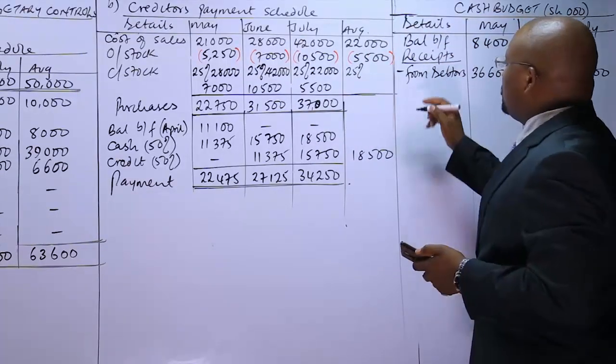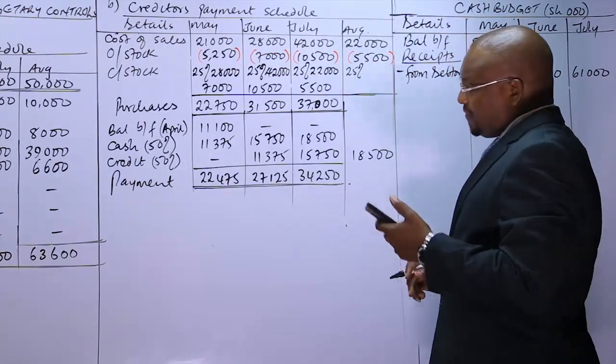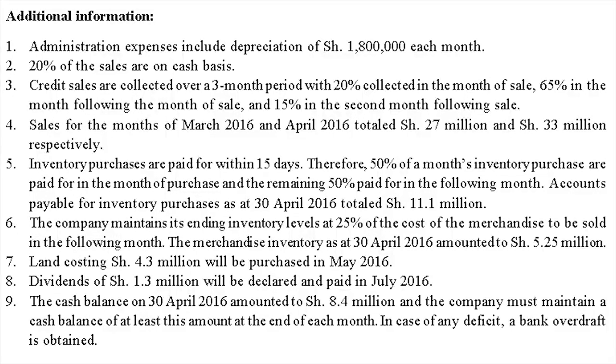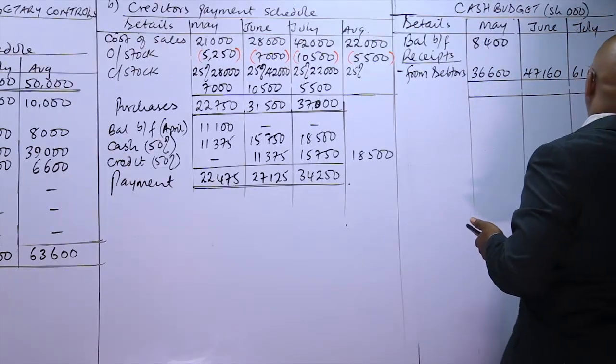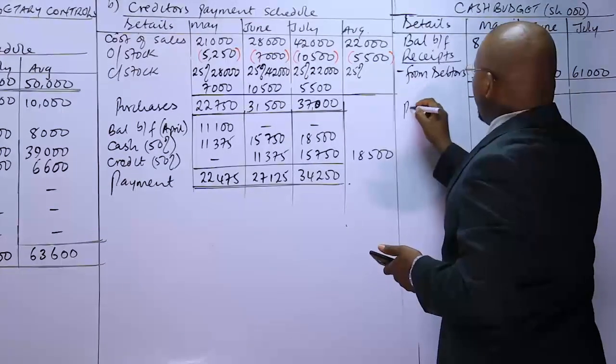And then we come to, do you have any other receipts? If you look at the information, number 1 is about expenditure. Number 2, we have worked on it. Number 3, we have worked on it. Number 4, we have done. Number 5 is about payment. Number 6 is also payment. Number 7 is cost. Number 8 is payment. And number 9 is cash balances. So there's no other receipt. So we're just going to indicate a line there and total receipts. Then you can have the payments.